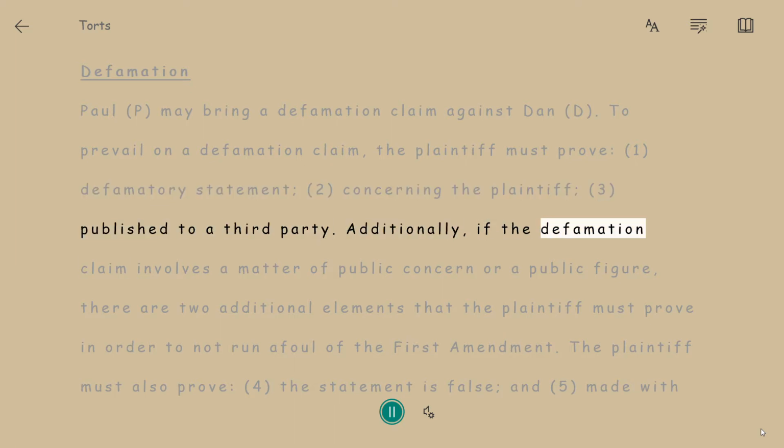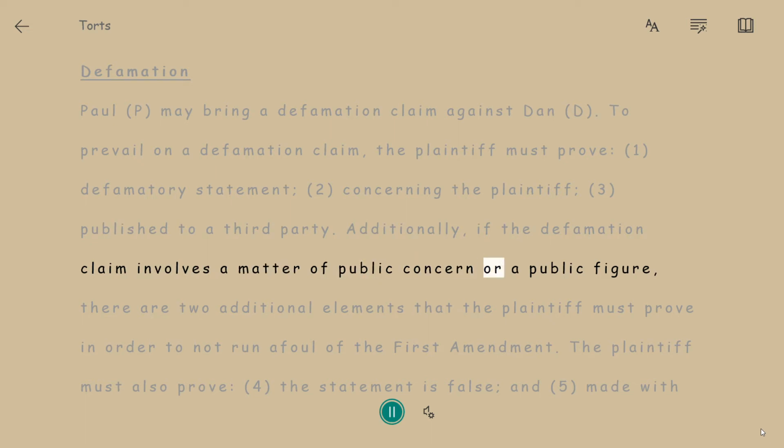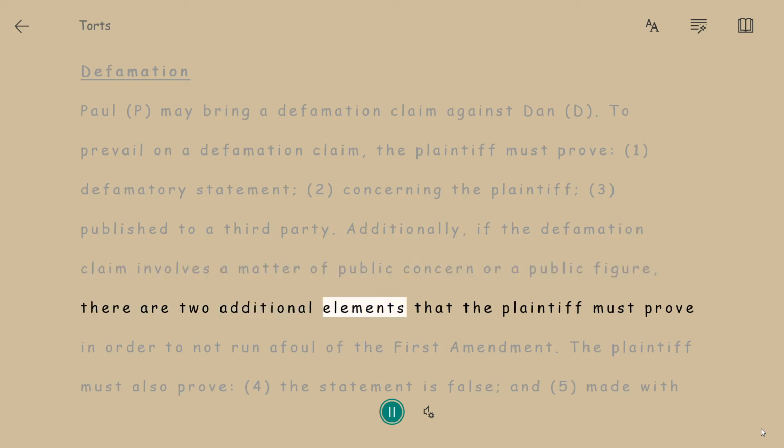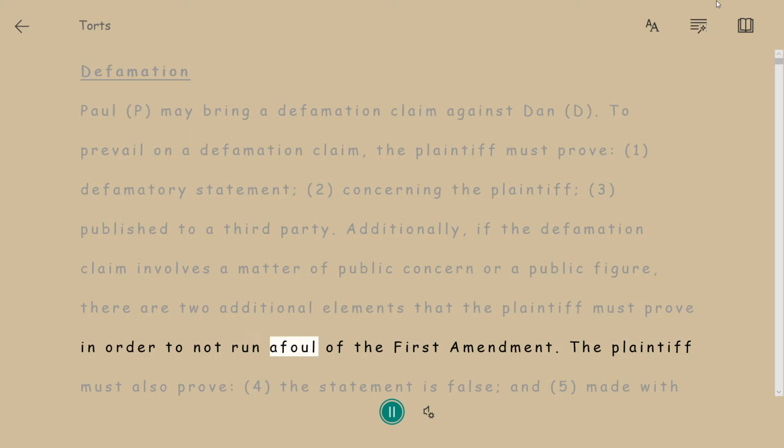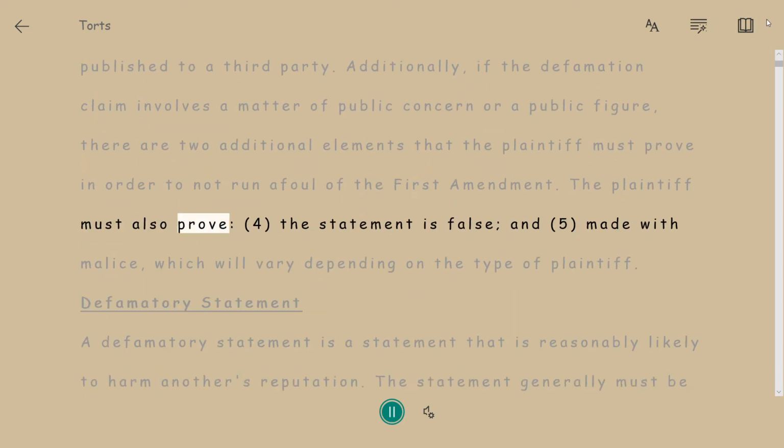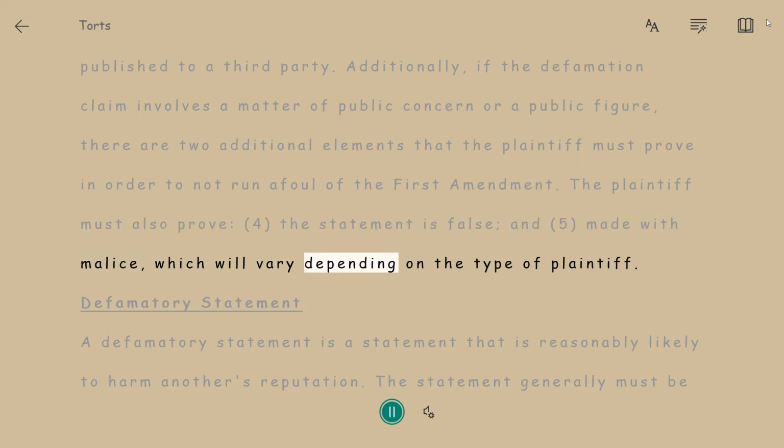Additionally, if the defamation claim involves a matter of public concern, or a public figure, there are 2 additional elements that the plaintiff must prove in order to not run afoul of the First Amendment. The plaintiff must also prove 4. The statement is false, and 5. Made with malice, which will vary depending on the type of plaintiff.